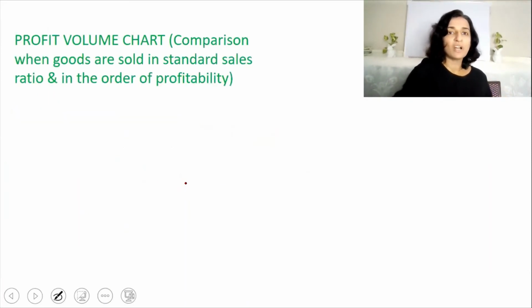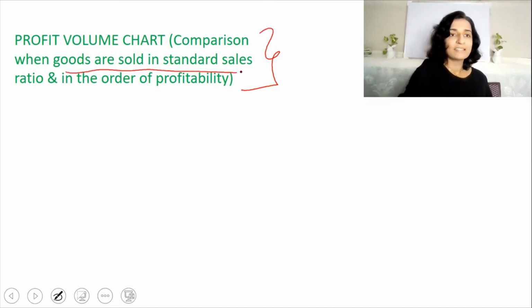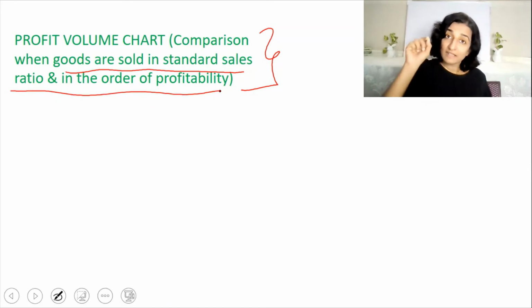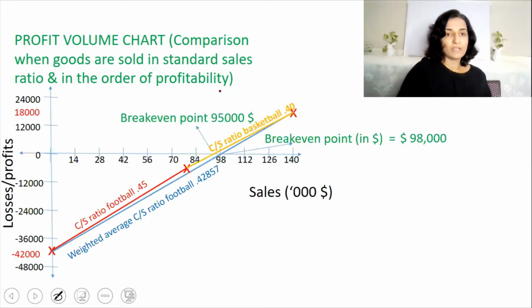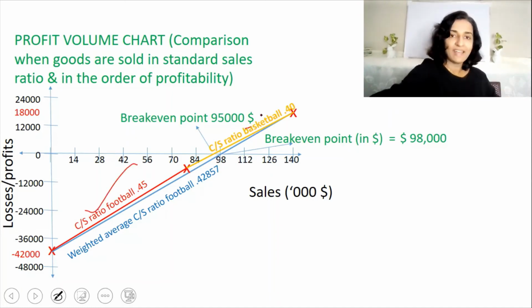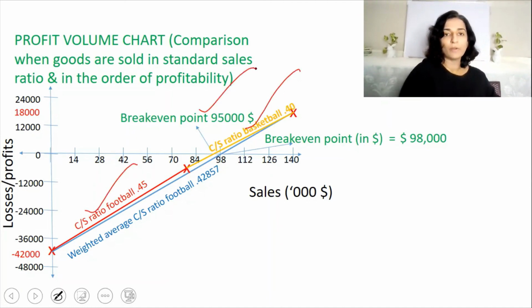So profit volume chart, we are actually making a comparison when goods are sold in the standard sales ratio and in the order of profitability. That is two profit lines depicted in the very same graph. So it appears like this. If you see here, the red line and the yellow line and the break-even point of $95,000 is what we just did. That is when goods are sold in the order of profitability.